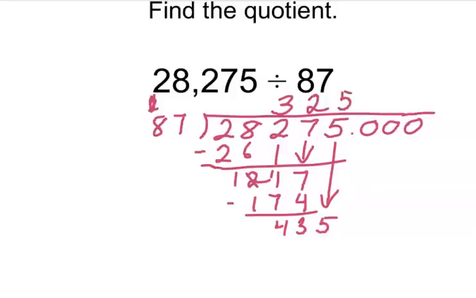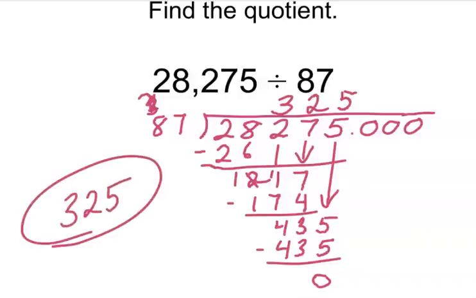Okay, so I think it's going to be around there. Let's see. 7 times 5 is 35. 5 times 8 is 40. Plus 3 is 43. Works out perfect. Okay, so we have 0. Didn't need all those extra zeros that I made. So the answer is 325. That's how we find that quotient.